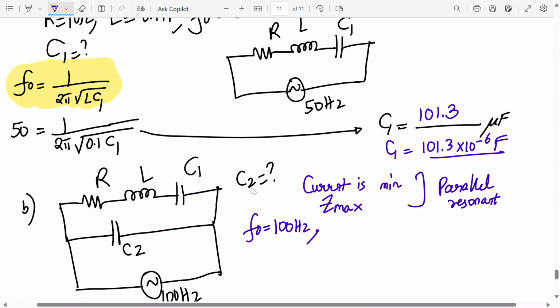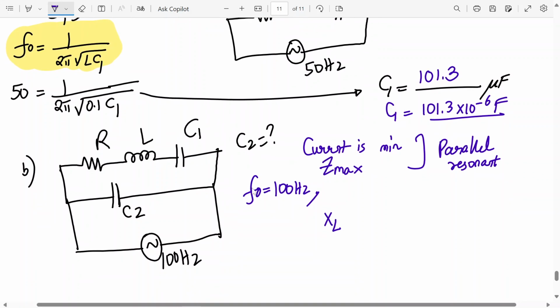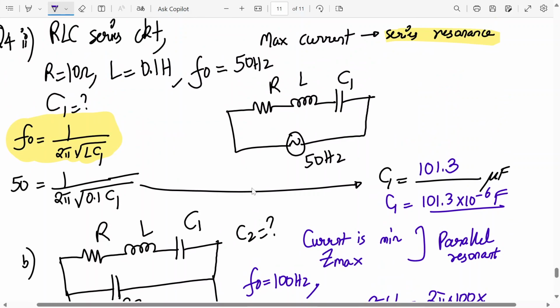So first find XL again. Now we have to find it anew, right? Because everything is now at 100 hertz. So XL is 2 pi FL, 2 pi into 100 into L. How much was L given to you? 0.1 Henry. And how much is C1 now? 101.3 microfarad. Correct?